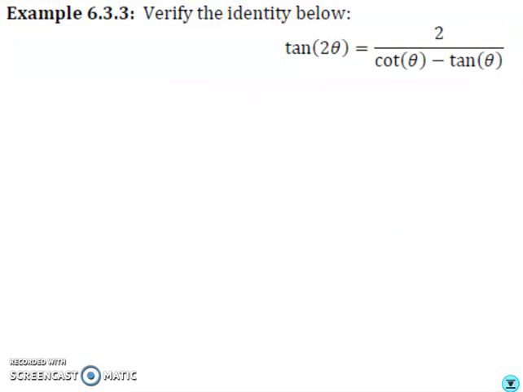Okay, go ahead and take a moment to pause the video and practice this next identity on your own.